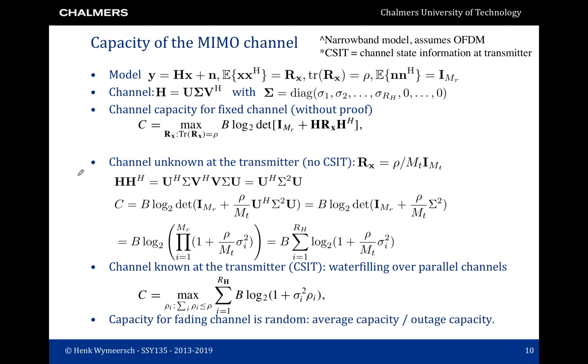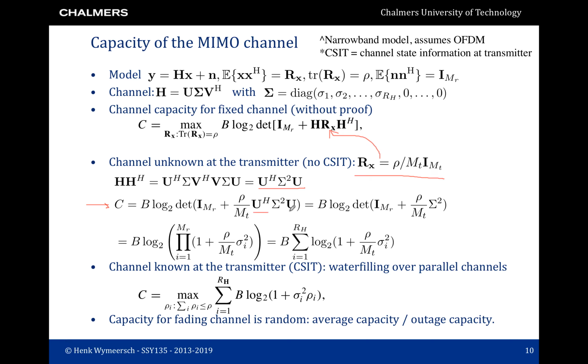We now look at two different cases. First of all, when the channel is not known to the transmitter. In that case, the only covariance matrix that makes sense is a scaled identity matrix. We just split the total available power across all the transmit antennas. We can substitute back this expression here and make use of the fact that H times H Hermitian can be written like this. In the end, we find the following expression of the capacity.